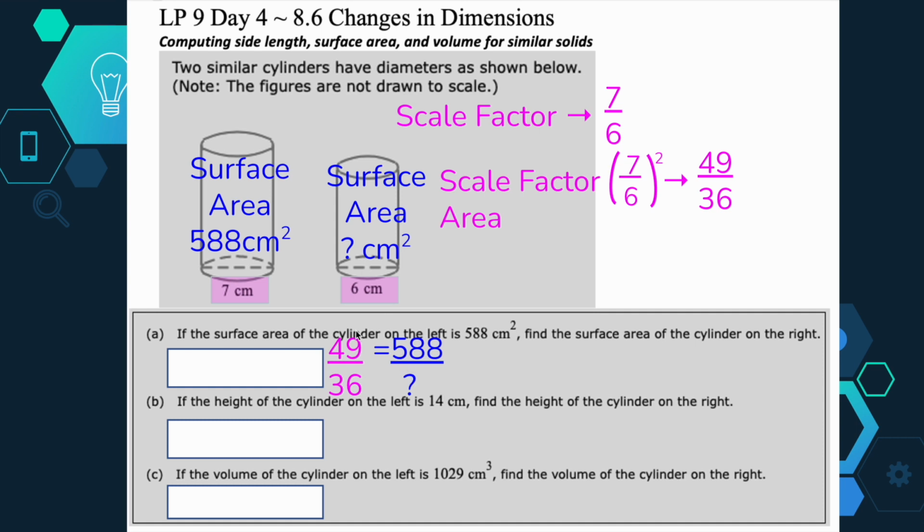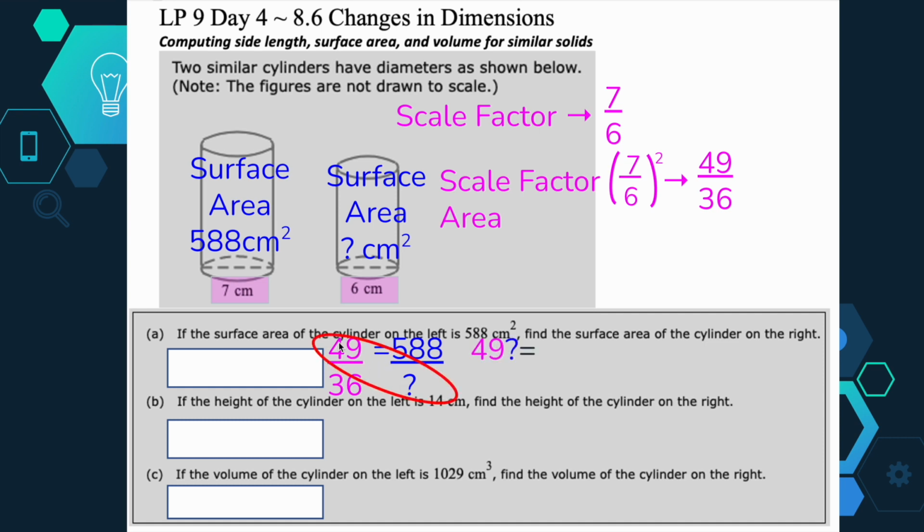Now remember, I still have them in order. 49 over 36, this was the one on the left to the one on the right. This is the one on the left to the one on the right. Make sure you're paying attention to that. You don't want to flip-flop that idea or you'll end up getting the wrong answers because you'll multiply the wrong pieces. So we're going to cross multiply now that we have a proportion set up.